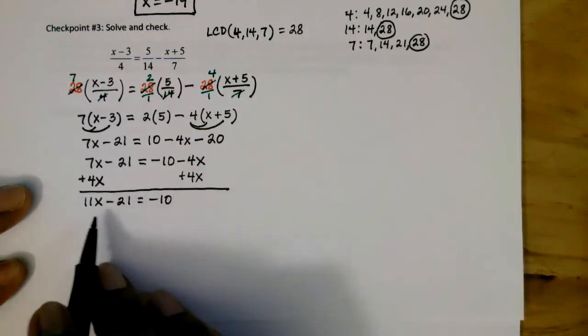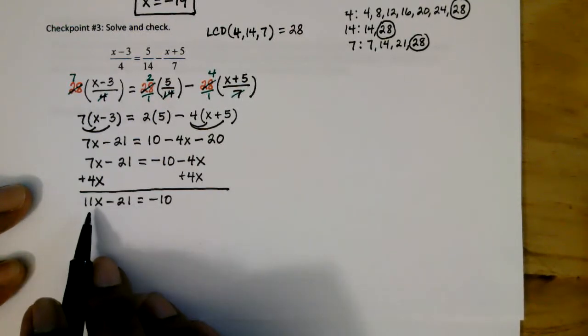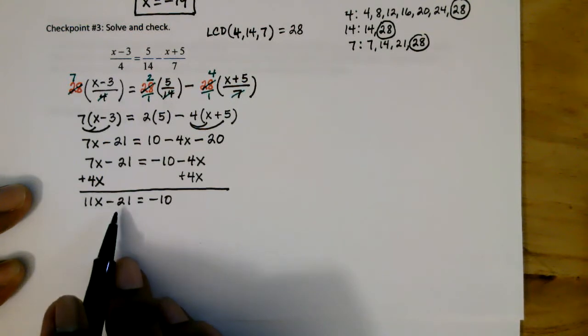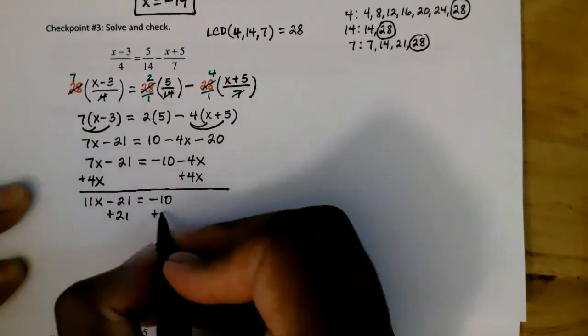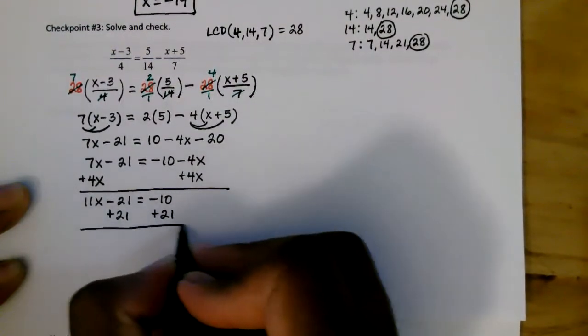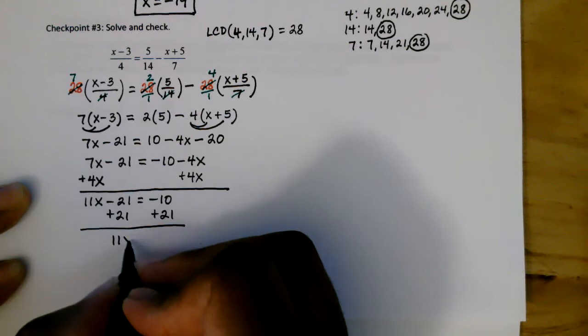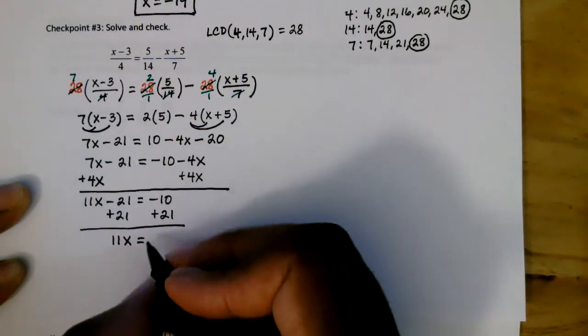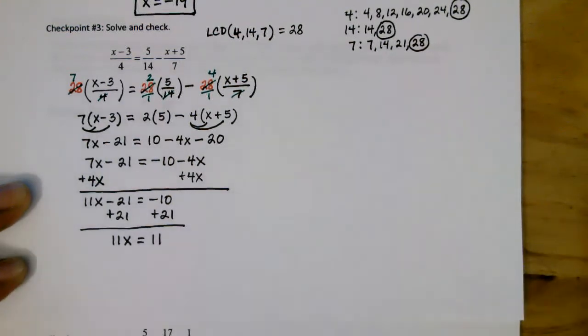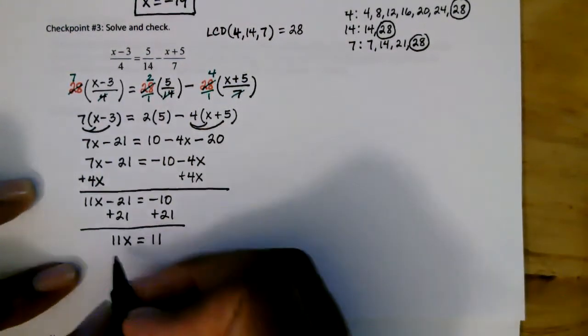And now I need to get 11x by itself. I'm subtracting 21, so I need to add 21 to both sides of this equation. So that means 11x will be equal to negative 10 plus 21, which is 11. So I have 11x equal to 11.